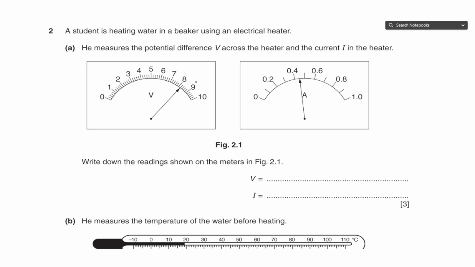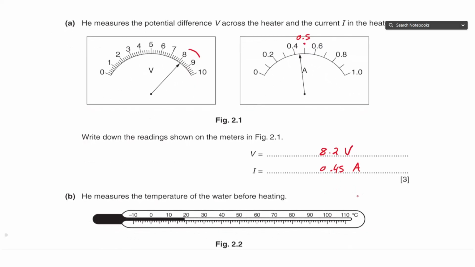So for the voltmeter, we have 5 divisions between 8 and 9, so each division is 0.2. So this is 8.2 volts. And for the ammeter, in the middle here we have 0.5, and this is exactly in the middle between 0.4 and 0.5, so it is 0.45 ampere.